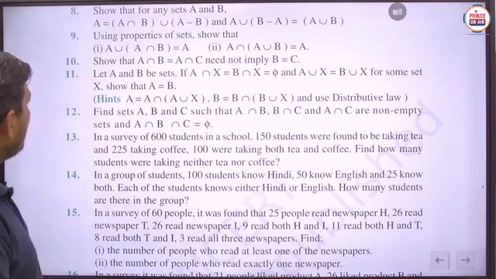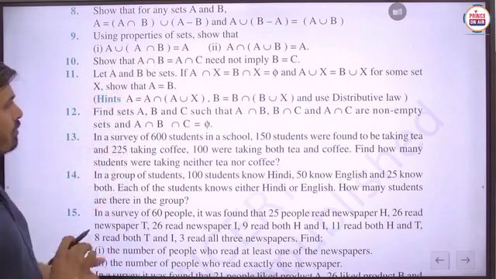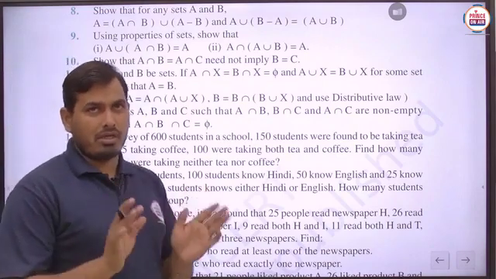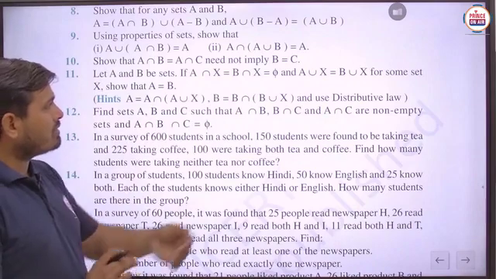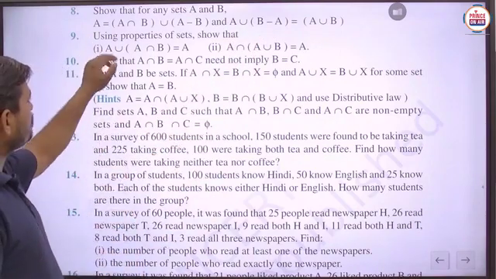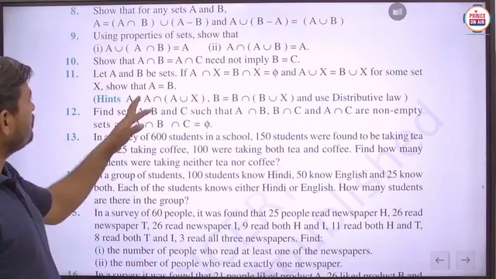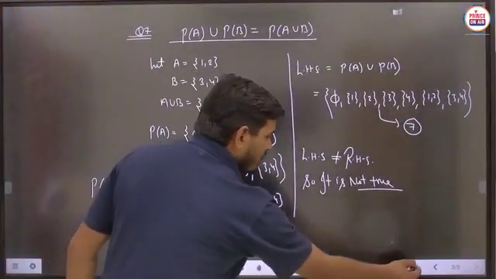So the very first part of question number 8, first of all we are taking, then we will also prove the second part. You can easily understand the concept of the first part, and then automatically you can prove the second part. So in the first part, set A is to be found as A intersection B union A minus B. So the very first part we are taking here is of question number 8.